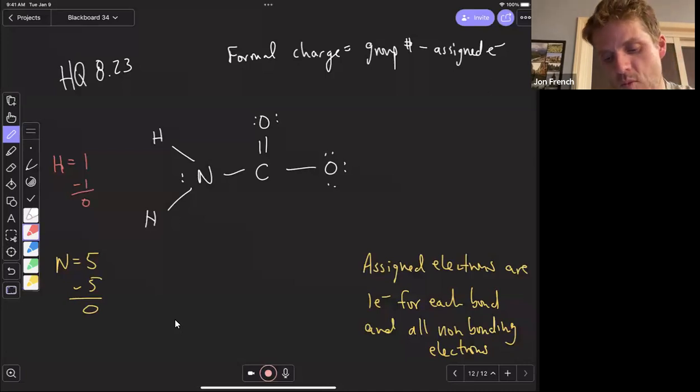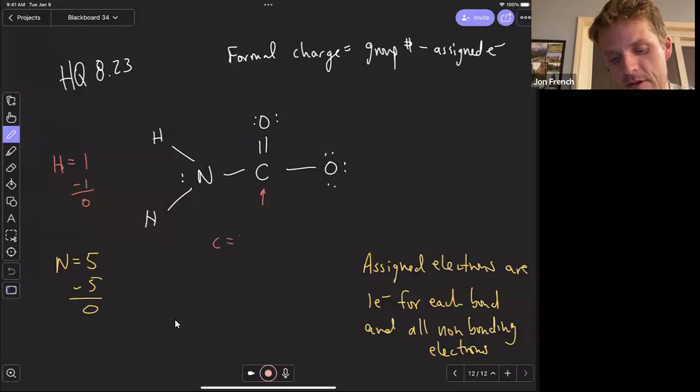Next, we'll take a look at this carbon, right? Carbon right here. We count 1 electron for each bond. Carbon is group 4, and I've got 1, 2, 3, 4 electrons assigned to it. Right, 1 electron for each bond, so carbon is also 0. All right, and the last 2 are oxygen.